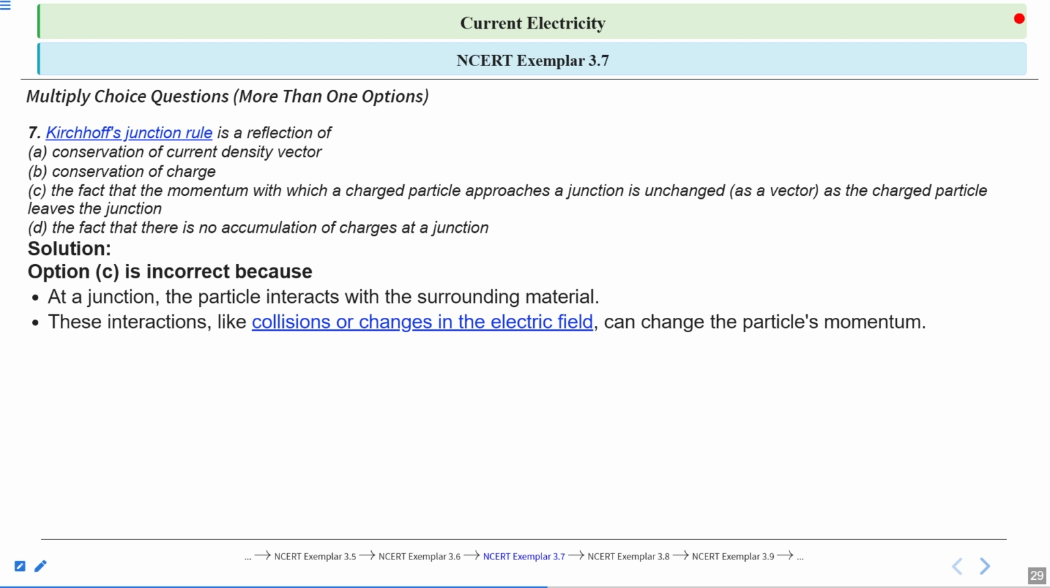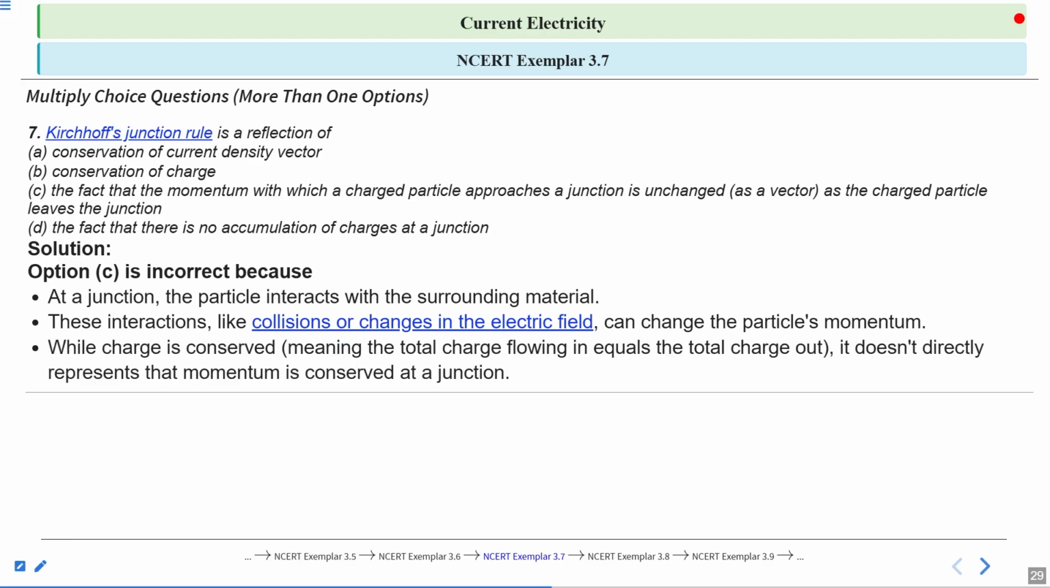In exemplar problem 3.1, we discussed that there is accumulation of charges at the surface due to variation of area of cross section or due to imbalance in the distribution of charges. So there can be a small amount of charge accumulation on the surface. So these interactions, like collisions or changes in the electric field, can change the particle momentum, like interaction with other ions, positive ions, or with other electrons, while charge is conserved.